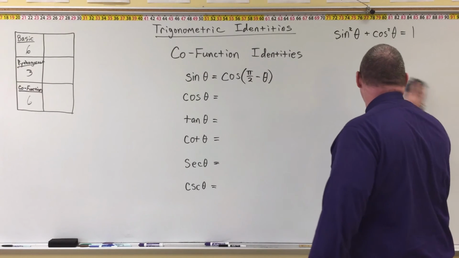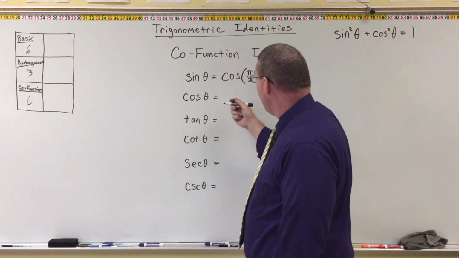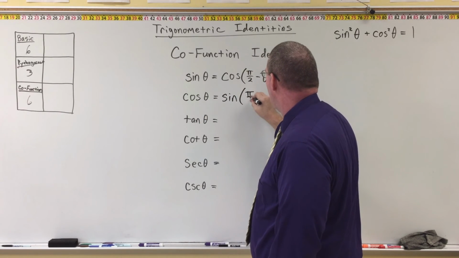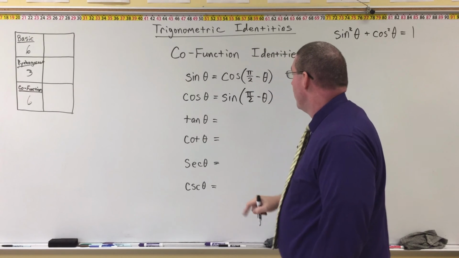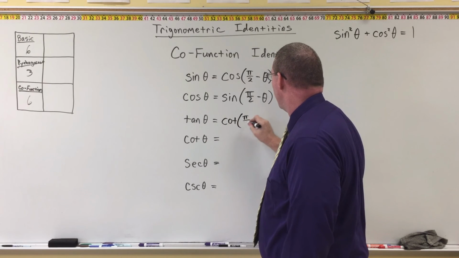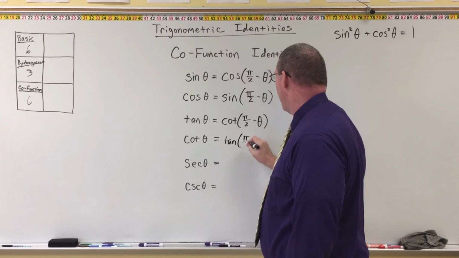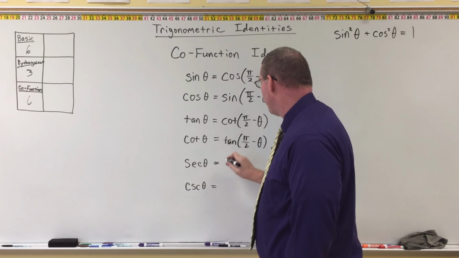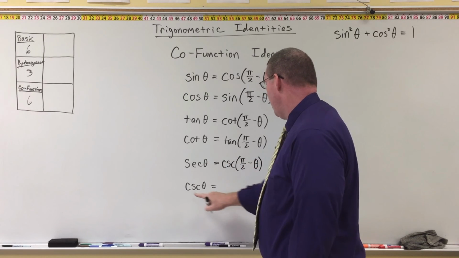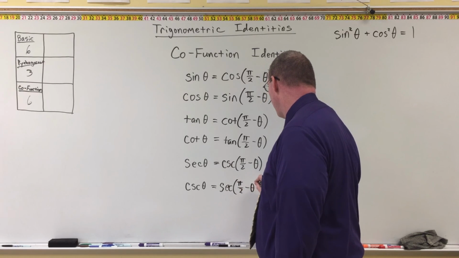All right, now that we've got that, we understand that. I won't have to explain that for all of them. I just had to explain it for the first one. Now I can show you. Cosine of theta is related to sine also. How? Well, cosine of theta is the same thing as sine of pi over 2 minus theta. Exact same thing. Tangent of theta is related to cotangent. Tangent of theta is the same thing as cotangent of pi over 2 minus theta. Cotangent of theta is the same thing as tangent of pi over 2 minus theta. Secant of theta is the same thing as cosecant of pi over 2 minus theta. And cosecant of theta is the same thing as secant of pi over 2 minus theta, okay?